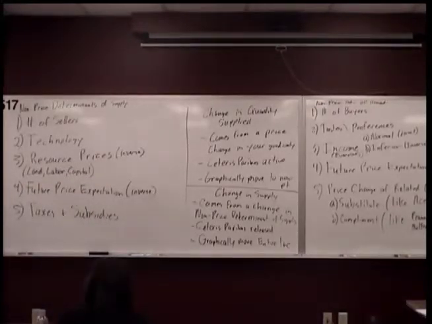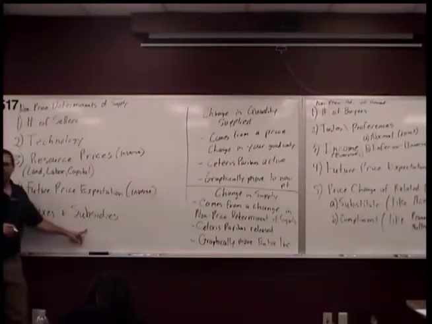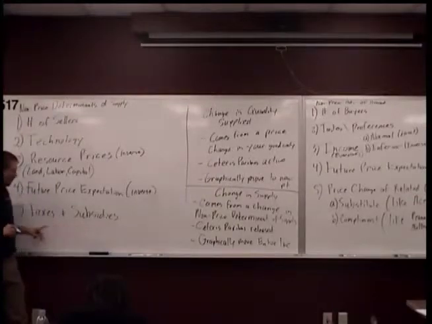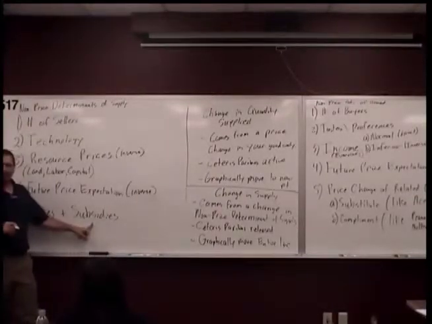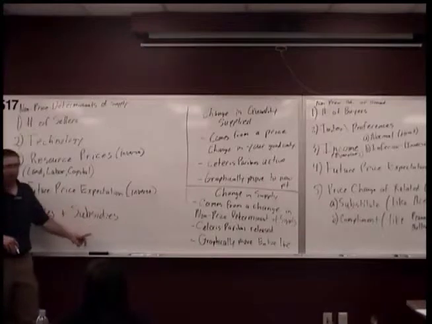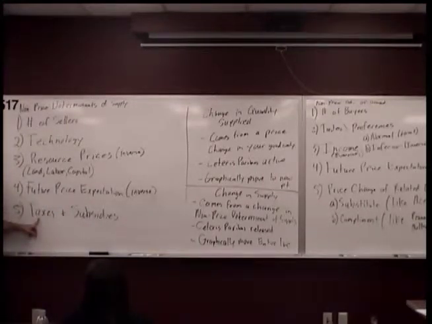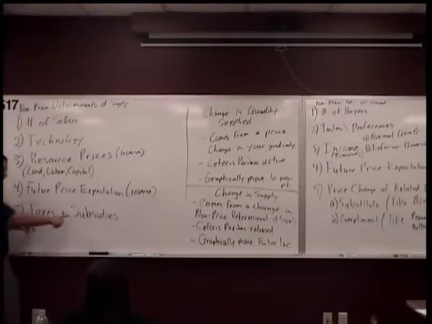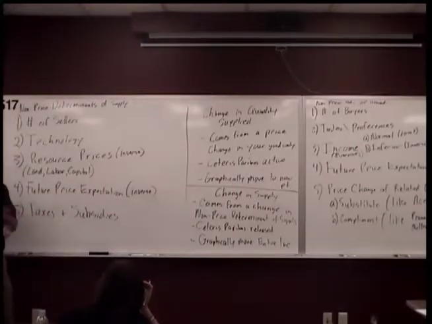So the last thing that affects suppliers are taxes and subsidies. What's the difference between the two? Right. Taxes are a charge, subsidies are a present. When you are subsidized to produce something, the government actually pays you to produce it. When you're taxed for something, you have to pay the government to produce it. So these things are, by definition, the exact opposite of each other.